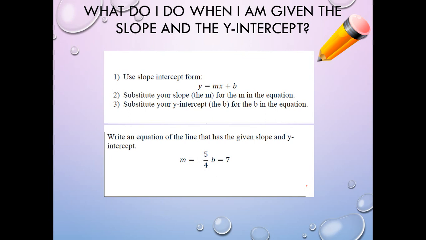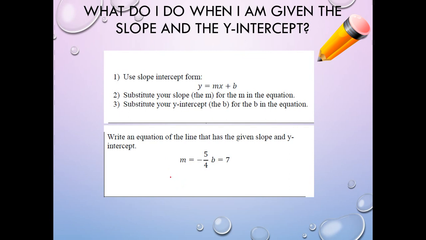So what do you do when you're given the slope and the y-intercept? You're going to want to use slope-intercept form, which is y = mx + b. Substitute the slope for the m, and substitute the y-intercept for the b. Here, they give me my slope, m, is negative 5/4, and my y-intercept, b, is 7. So on the right-hand side where you see this problem, we're going to work out the answer.